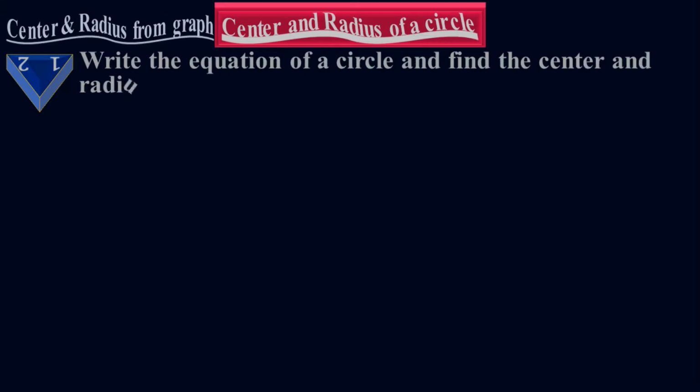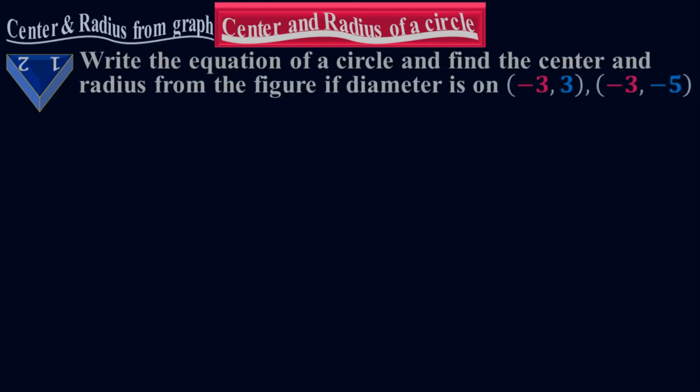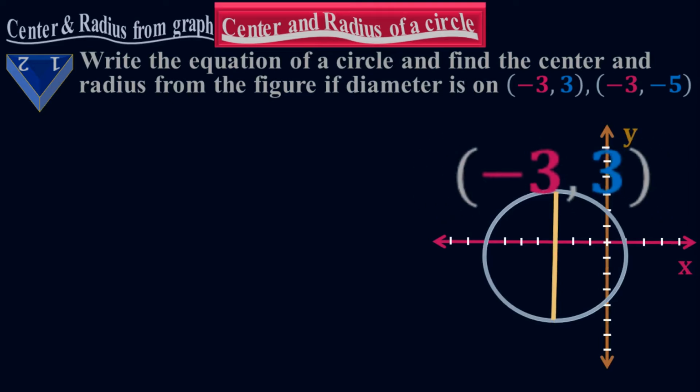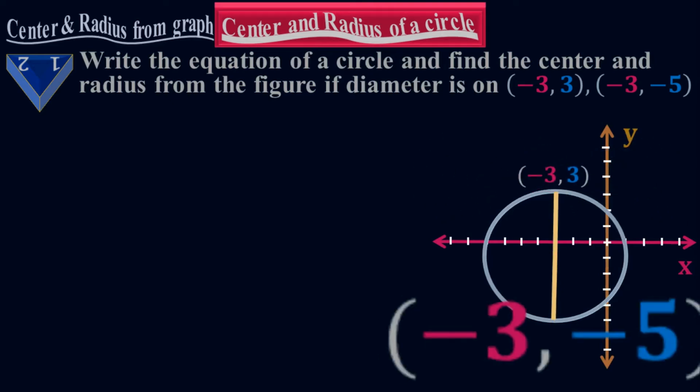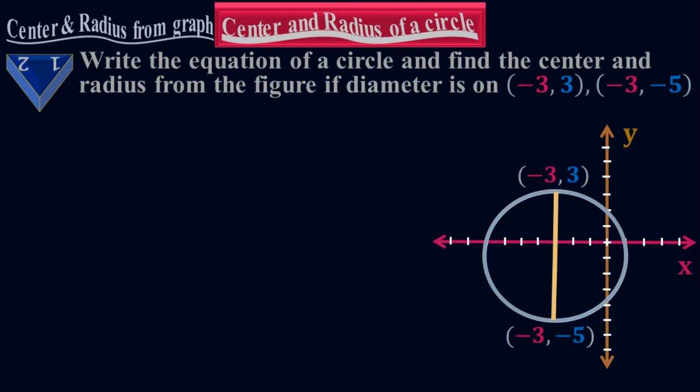Example number 12. Write the equation of a circle and find the center and radius from the figure if the diameter is on (-3, 3) and (-3, -5). This is the given figure where the diameter is on (-3, 3) and (-3, -5).